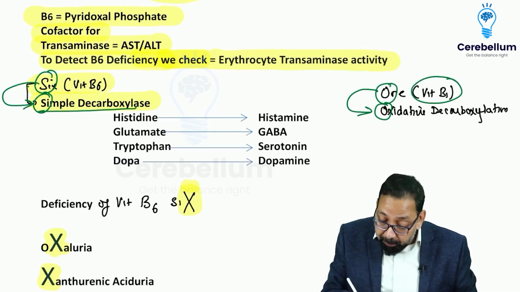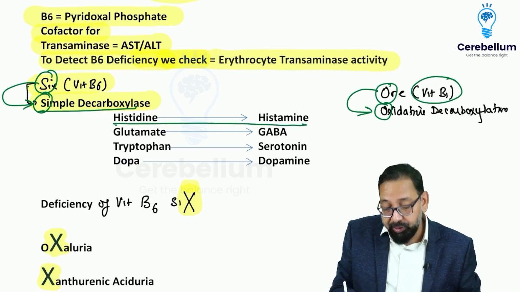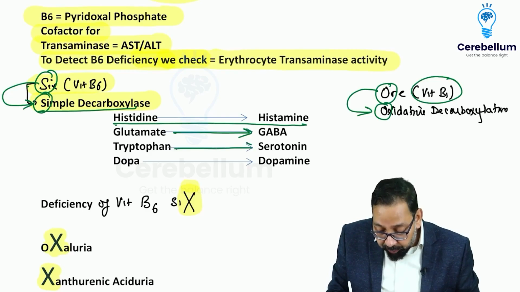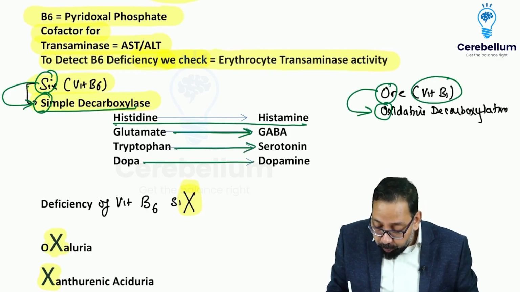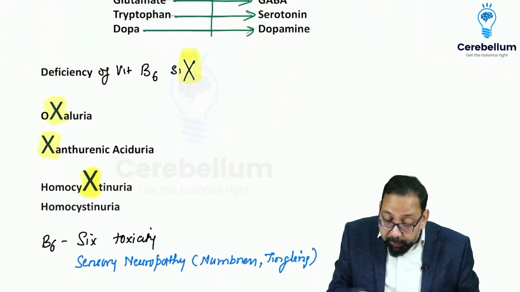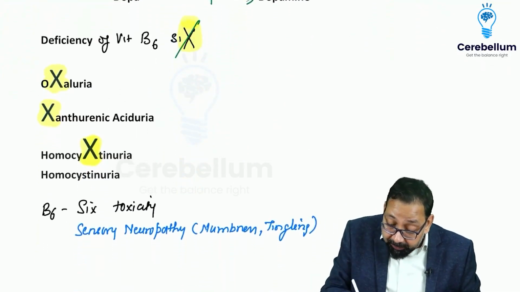In simple decarboxylation, histidine is converted to histamine, glutamate is converted to GABA, tryptophan is converted to serotonin, dopa is converted to dopamine. These are simple decarboxylations, and the cofactor is B6. In deficiency of B6, you will remember 6X.